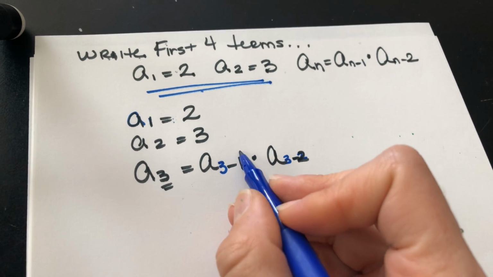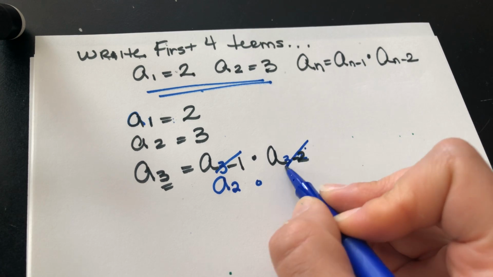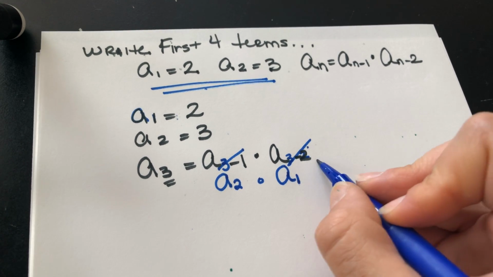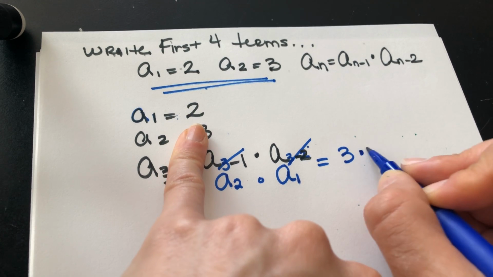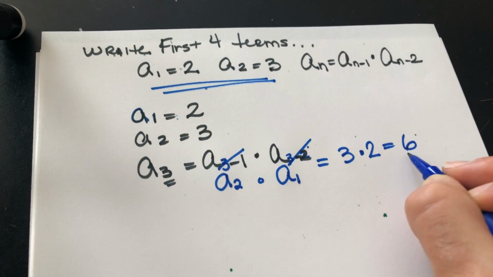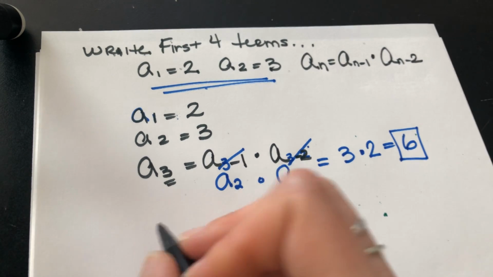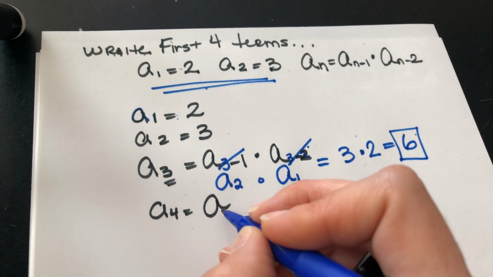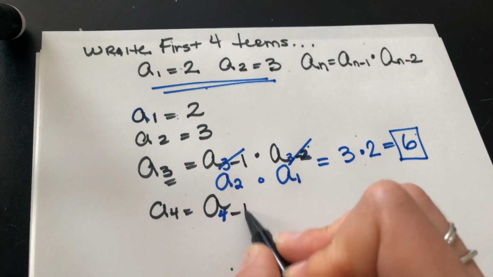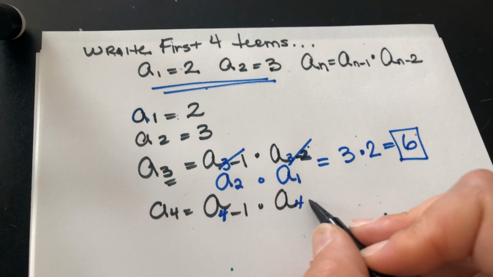Okay, so what's 3 minus 1? So this is the second term times the first term. Okay, a of 2 is 3, a of 1 is 2, 3 times 2 is 6. There you found a of 3. Okay, and let's do a of 4. So let's replace n with 4.